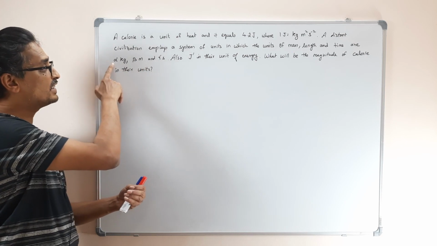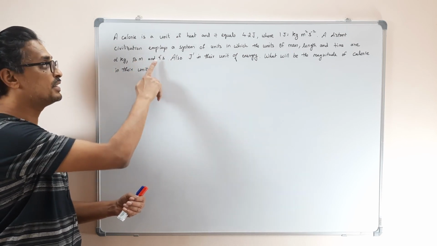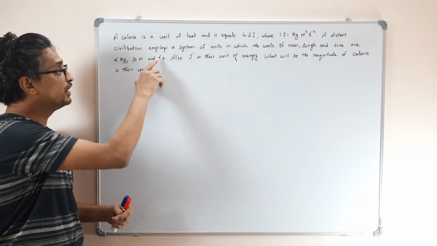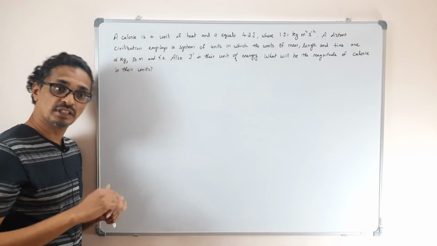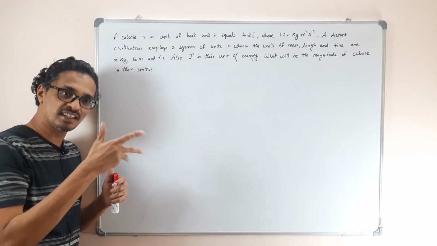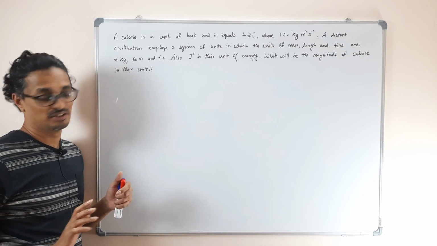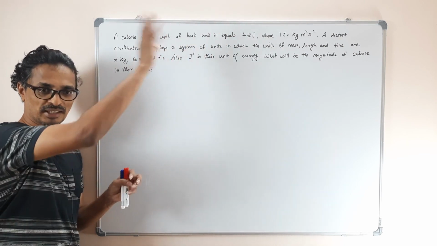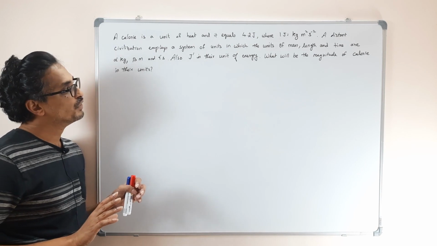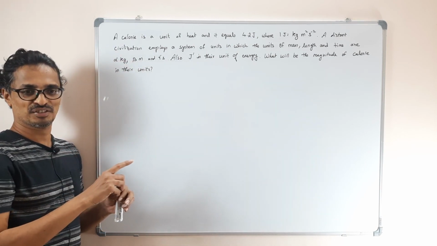Their unit of mass is alpha kg, length is beta meter and time is gamma second, and they use these units. So they also have a measurement of energy based on these units. Say J prime is the unit of energy, not the joule, some other J prime. So what will be the magnitude of a calorie in their units? Did you get the question?